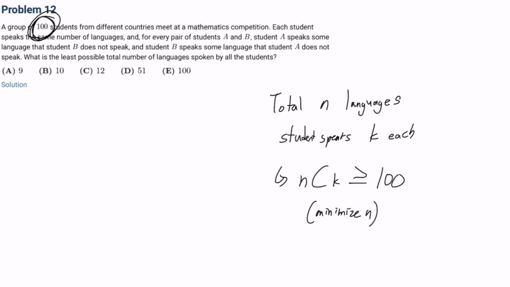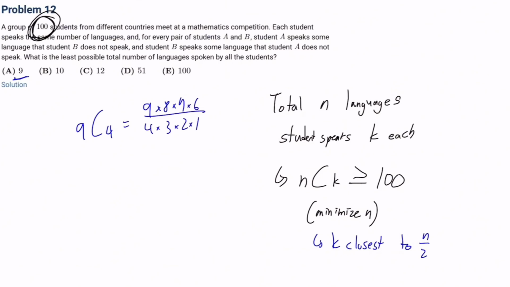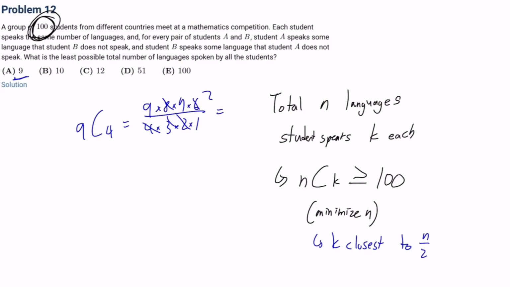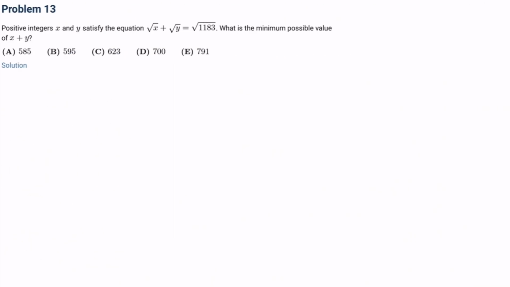So to minimize n, we want to have k closest to n over 2, because n choose k is greatest when k is half of n. Okay, so let's start with 9, the lowest value. So the biggest value when it's 9 is 9 choose 4 or 9 choose 5, either one. This is going to be 9, 8, 7, 6 over 4, 3, 2, 1. That's going to be 4, 2, and then 2. This is going to be 9 times 7 times 2 is 126, and that's over 100 already, so 9 is the answer. 13.